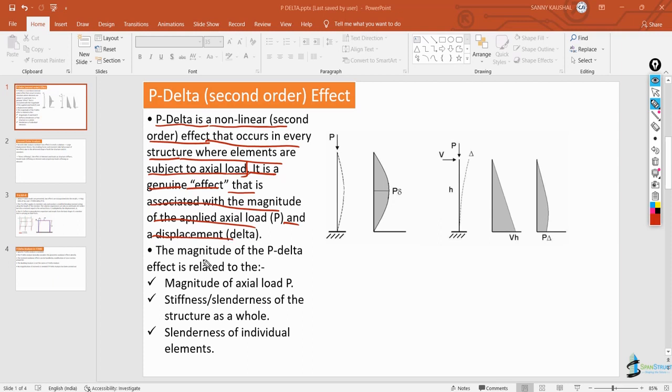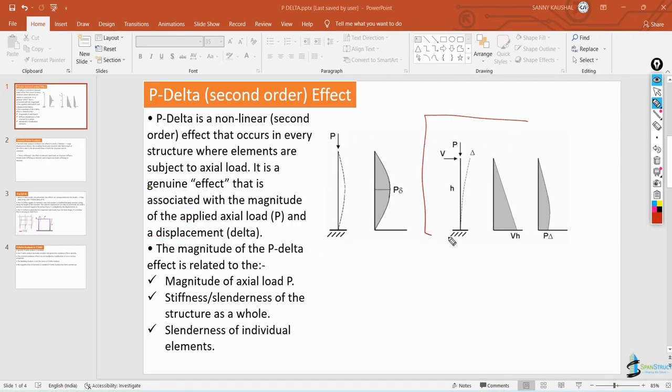If you look at the next line, the magnitude of the P delta effect is related to the magnitude of the axial load, the stiffness and slenderness of the structure as a whole, what stiffness the whole structure is providing, and also the slenderness of the individual element, what slenderness effect the individual element has. What the definition says here, I will now explain in great detail.